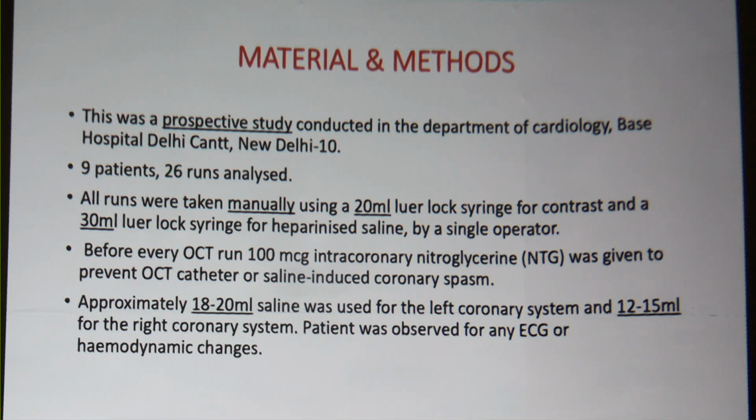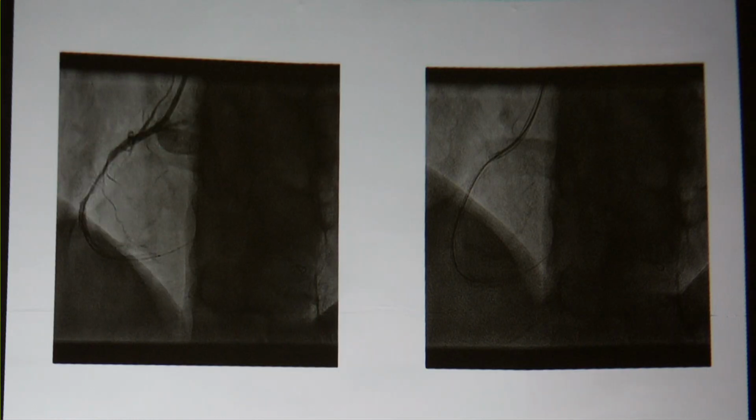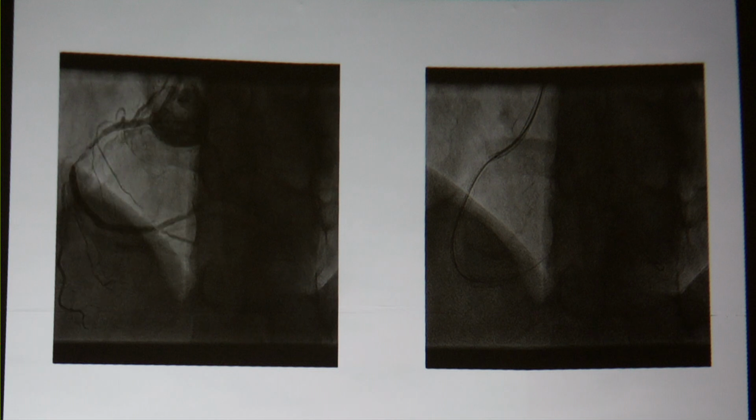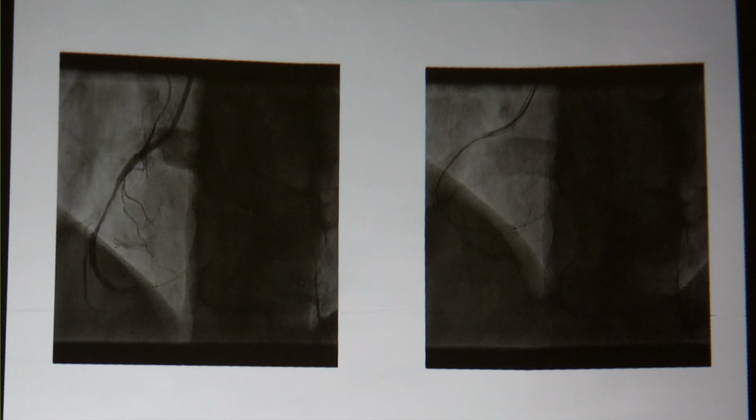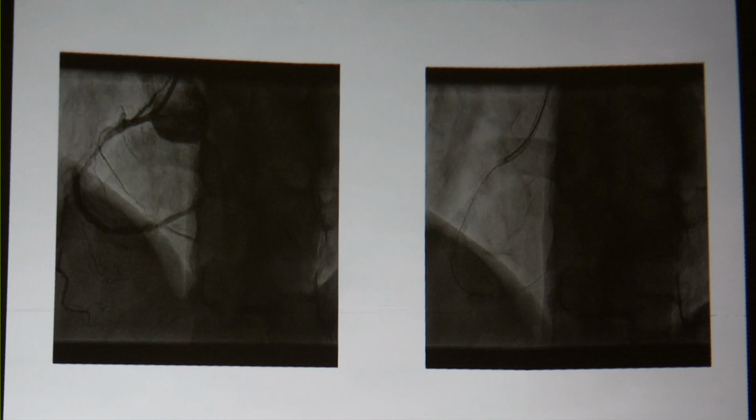The sequence of the injection was 100 microgram of NTG, contrast, NTG, saline. We tried to keep our OCT catheter at the same location, and first we gave the contrast injection, then we gave the saline injection. Around 18 to 20 ml of saline was required for the left coronary system, and 12 to 15 ml of saline for the right coronary system. So this is how it looks. This is one of our study cases in which we did a head-to-head comparison between saline and contrast.